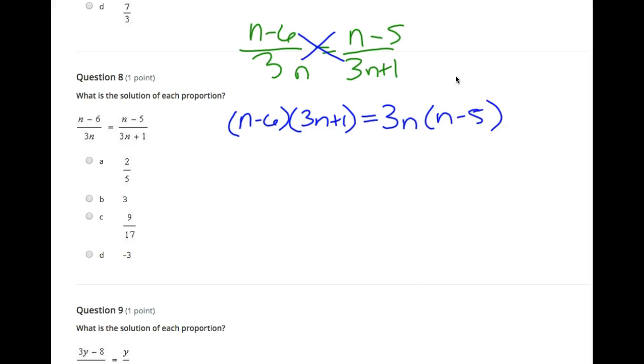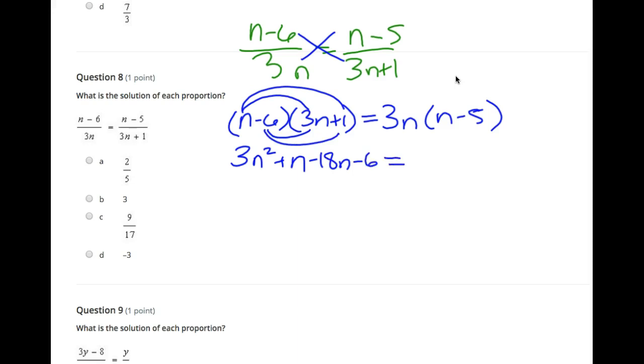On the left side here, I've got two binomials, which means I'm going to FOIL. So I'm going to multiply the first, n times 3n, that makes 3n squared. And then the outsides, n times 1, which is just n. Then the insides, negative 6 times 3n, that's negative 18n. And then the last terms, negative 6 times 1, which is a negative 6.